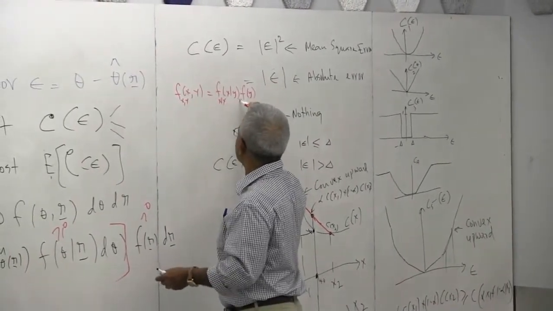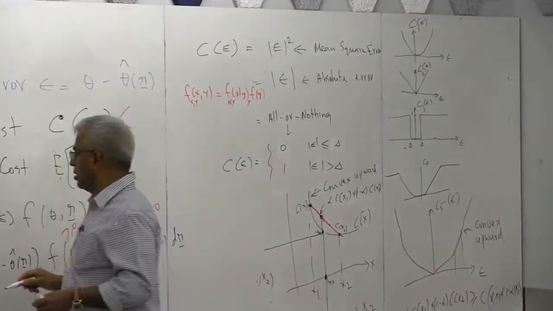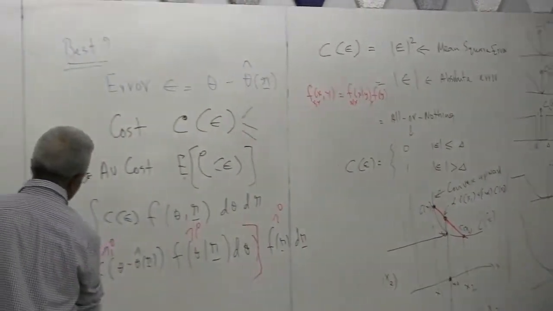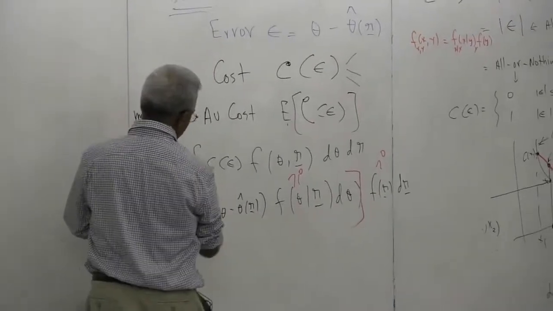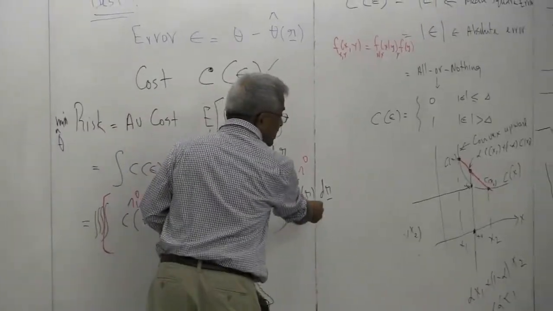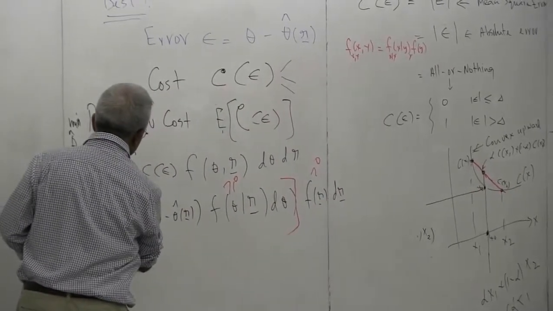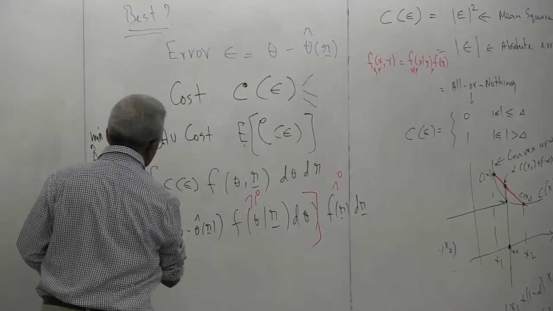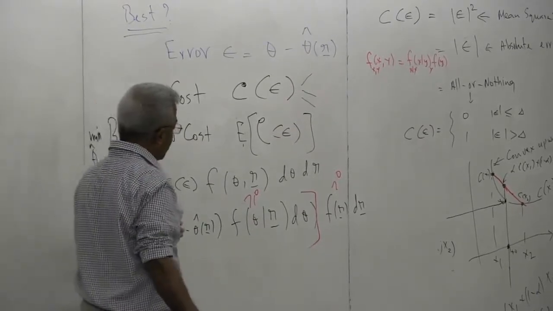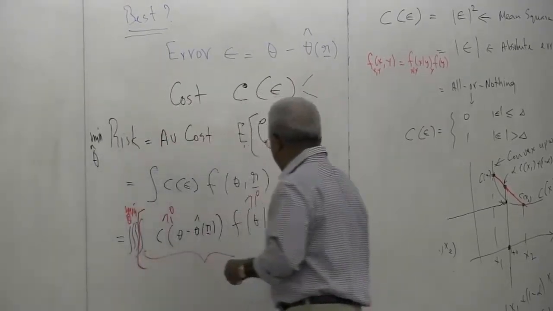So that's always true. Remember, there is minimization going on here. Minimization is with respect to what? Theta hat. And look at the inside: there is no theta hat here. So the minimization is with respect to this red integral only, right? Minimization is with respect to theta hat. And so this whole quantity is non-negative.